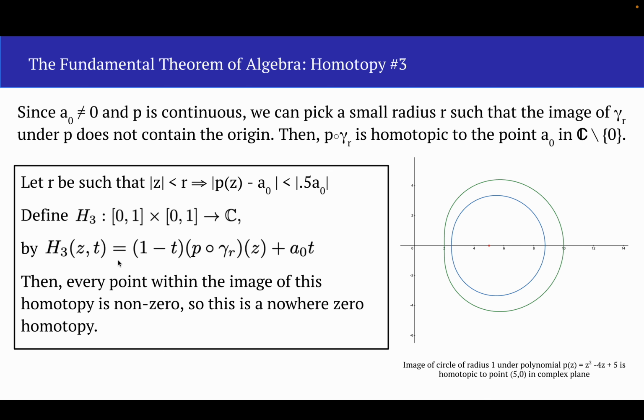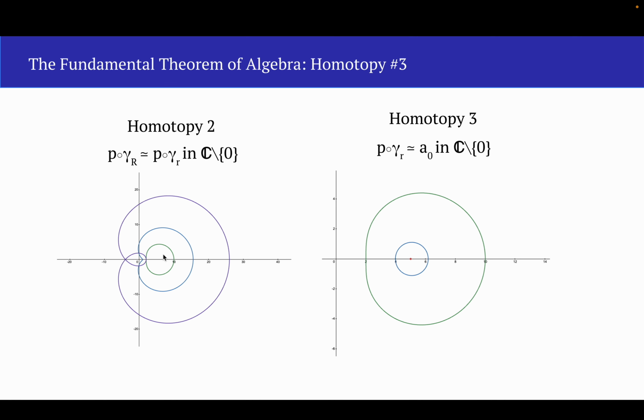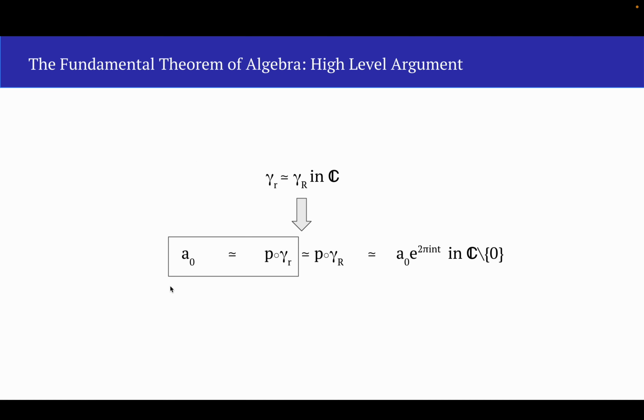This allows us to define a smooth linear interpolation between the two curves, which never passes through the origin, as you can see here. So now we've got that this small circle can be made small enough to actually shrink it down to a point. And this gives us homotopy number 3, which is this correspondence.